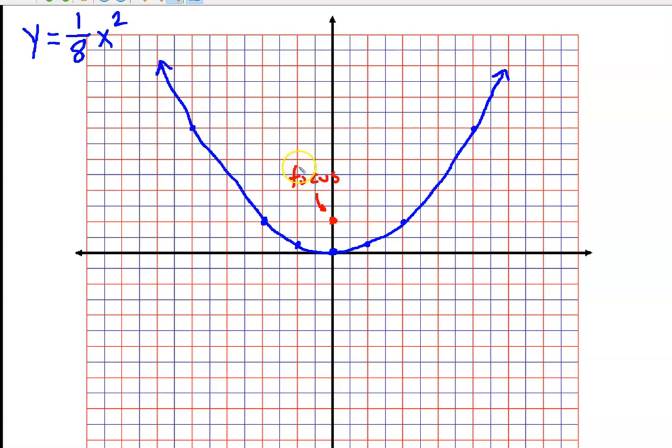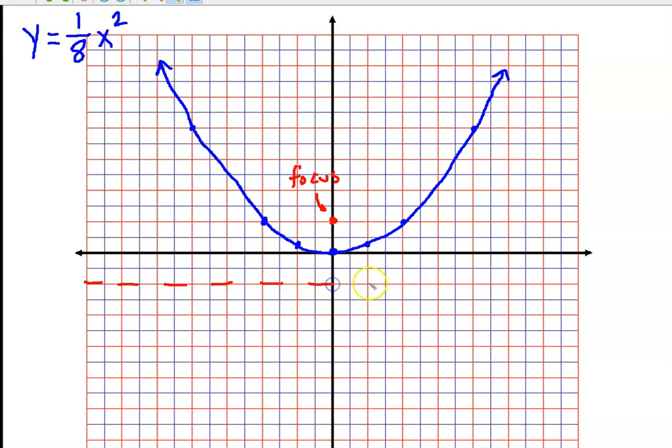Now, the focus isn't just random. I knew where to place it, and by the time this lesson is over, you'll know where to place the focus as well. You'll know how many units away from the vertex that it should be, and that'll be a part of what we show you in this lesson. But for right now, I'm trying to develop the definition of a parabola. So it involves a point inside the parabola called the focus. And then the other entity that works with this is a line.